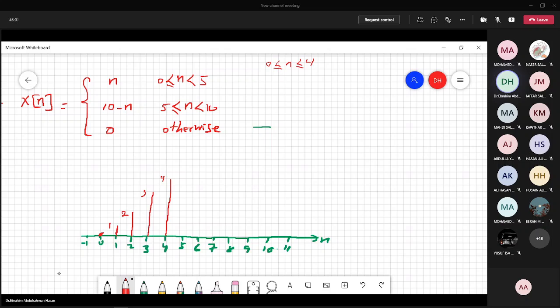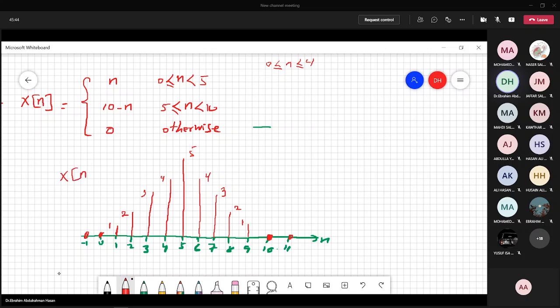So at 5 it is equal to 10 minus 5, which is 5. At 6 it is equal to 10 minus 6, which is 4. At 7, 10 minus 7, which is 3. At 8, 10 minus 8, which is 2. At 9 it is 10 minus 9, 1. Again, هذه less than 10, so at 10 it means otherwise. So at 10 it's equal to 0, 11 equal to 0, and minus 1 equal to 0, and so on.